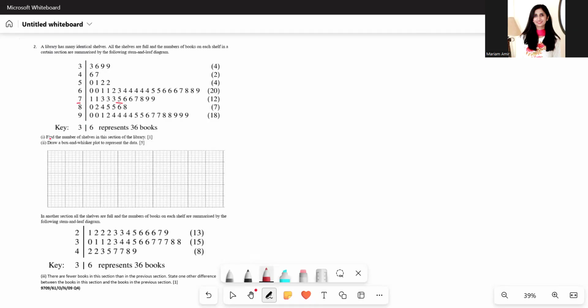Find the number of shelves in this section of the library. For that you add all these up because these are shelves. The first one has 33 books, then 36 books, then 39 books, then again 39 books. You need to count the total number of shelves. So this has four data values. Second one has two data values. All of these are mentioned here. All you need to do is add them up, and I believe it gives 67.